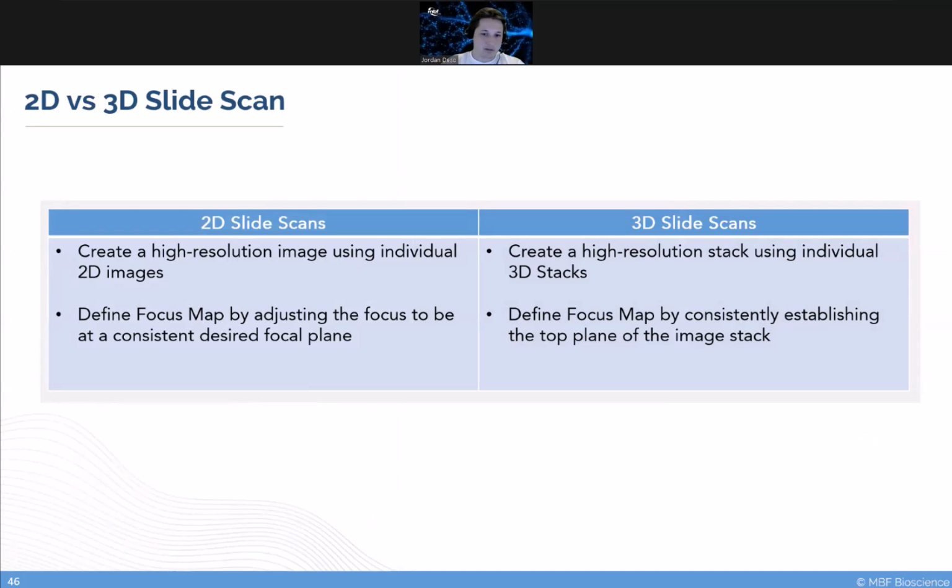While in comparison, a 3D slide scan creates a high-resolution three-dimensional stack of the sample, and to do this effectively, users need to consistently define focal heights to be at the top of their sample. A good tip is to focus just above your tissue and set the height for each focus site just when your tissue starts to come into focus.